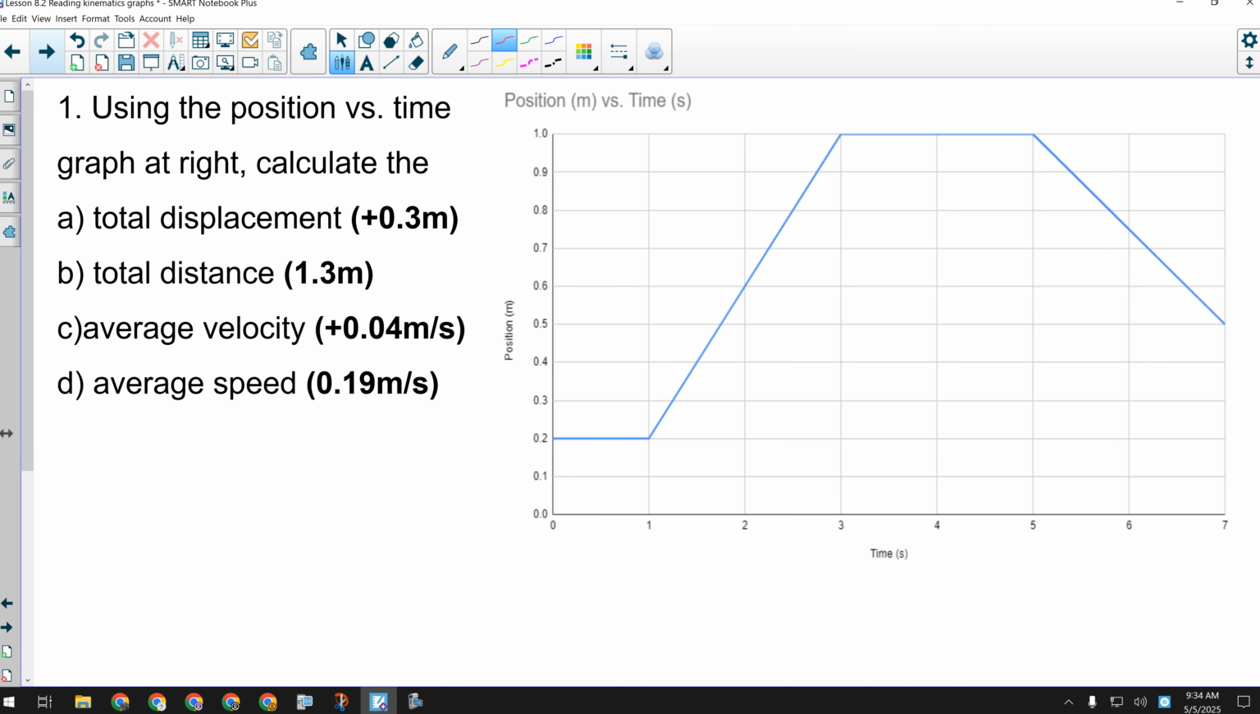Okay, so the answers are there in bold. You can check and see if you did it right. But I want you to calculate the total displacement, the total distance, average velocity, and average speed. Formulas you need are on the back of your formula sheet. But just in case.